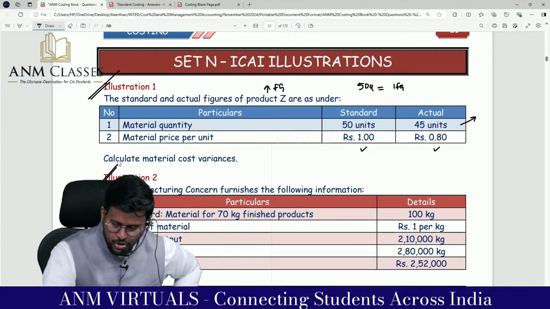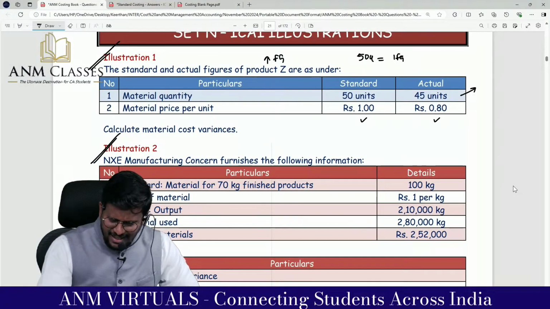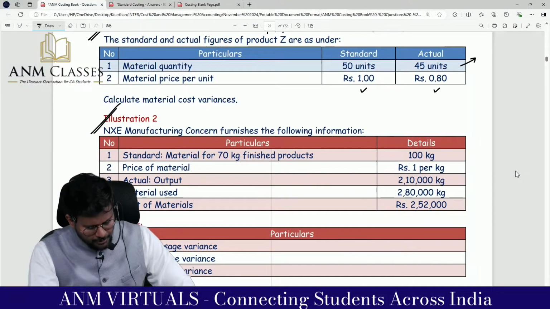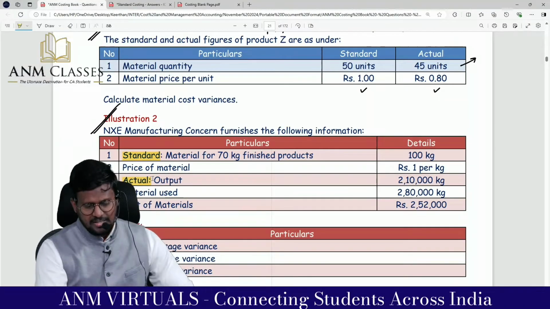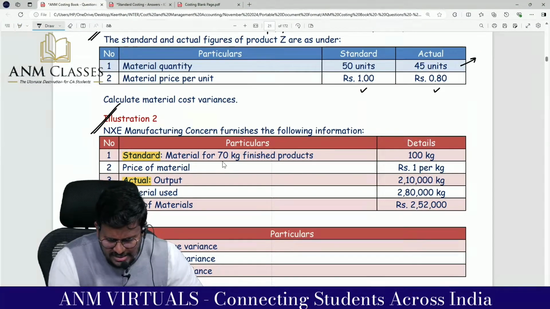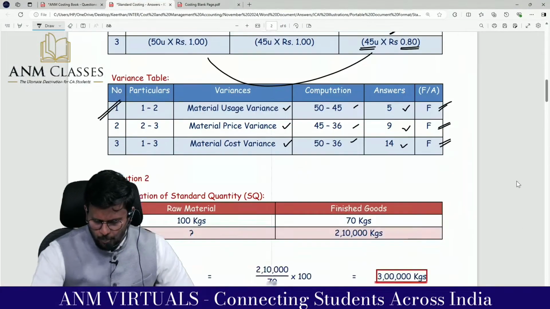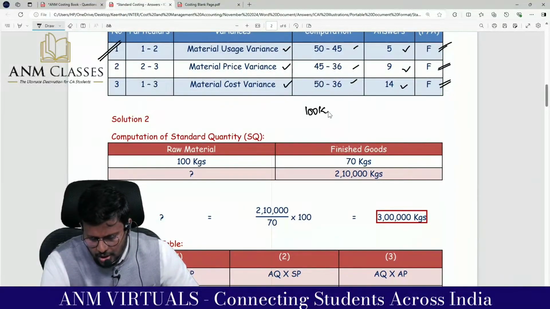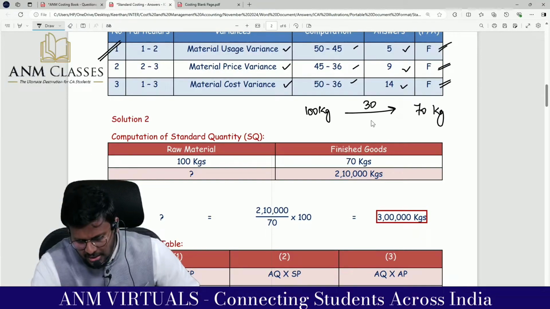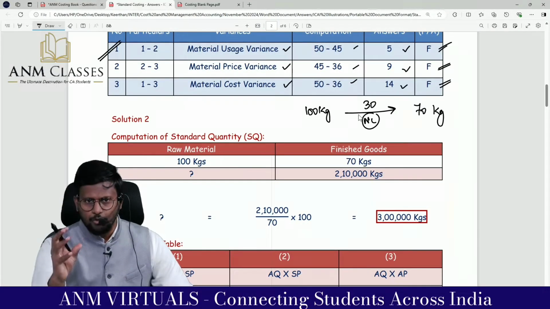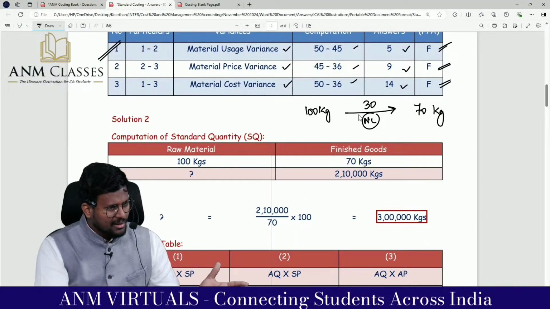I am moving into illustration number 2. Shall I? Yes, sir. I hope that you are comfortable with illustration number 2. Yes, super, sir. NXC manufacturing concern furnishes the following information. Standard has been given and actual has been given. Standard material for 70 kg of goods. That means if you put 100 kg, you will get 70 kg as output. That means 30 kg is the normal loss. If you put 100 kg, 30 kg will be wasted. Output will be 70 kg.